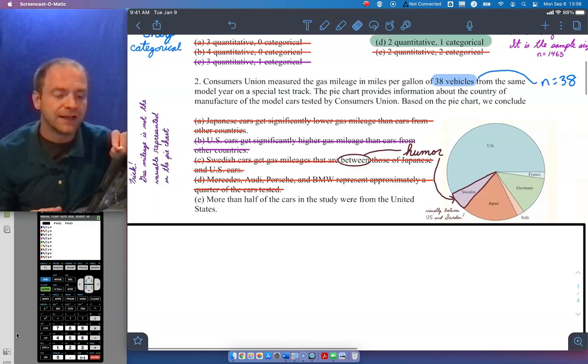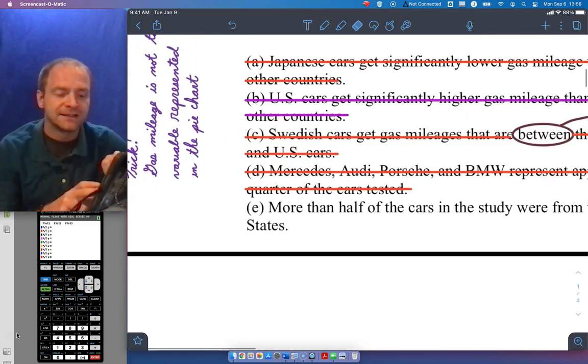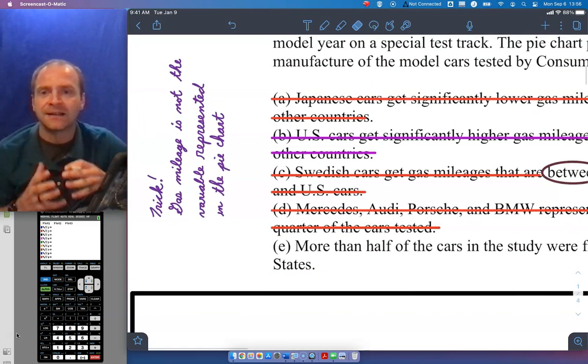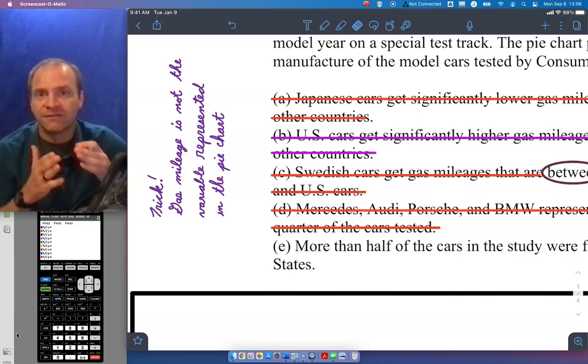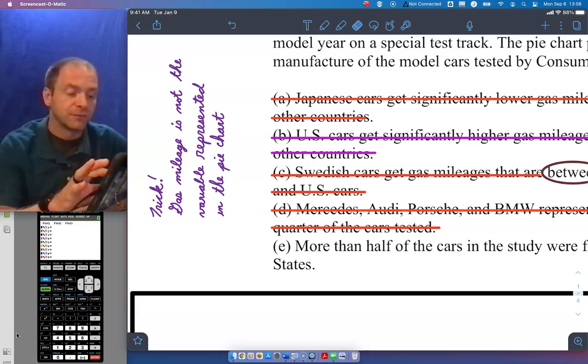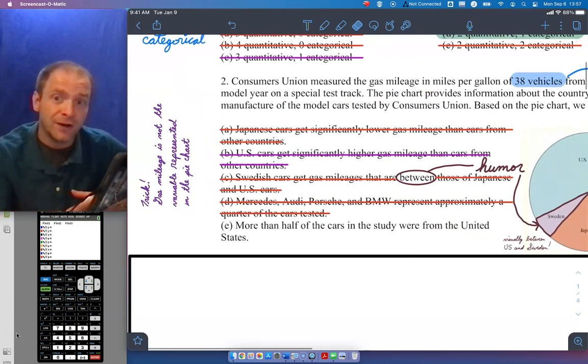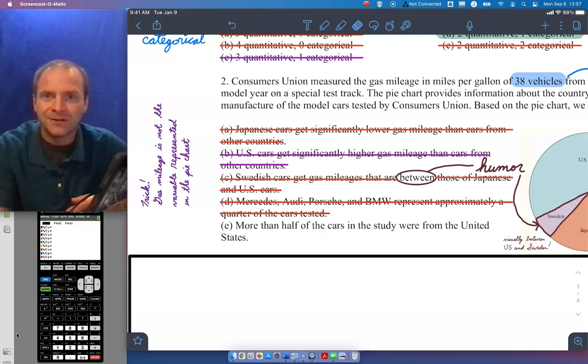B is the trick answer because gas mileage is not the variable represented in the pie chart. It's country of manufacture, which, let me go back to what I did wrong in part A. Part A says Japan, Japanese cars get significantly lower gas mileage. Well, wait a minute. We're not looking at gas mileage. We're looking at country of manufacture.